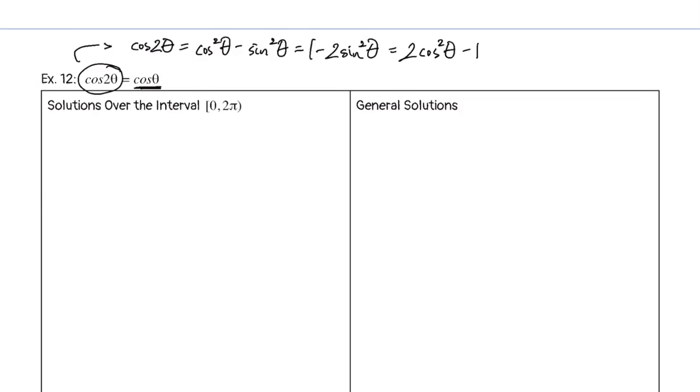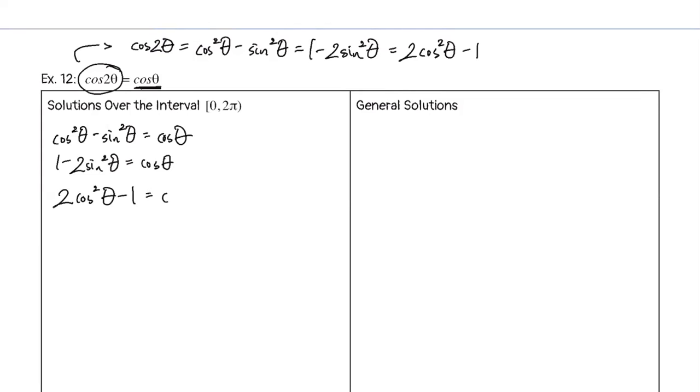I could say cosine squared theta minus sine squared theta equals cosine theta. I could make that substitution. I could also do 1 minus 2 sine squared theta equals cosine theta. Or I could do 2 cosine squared theta minus 1 equals cosine theta. All three of those would mathematically be accurate, but one of them is better than the rest. As in, one of them will make your life way easier.